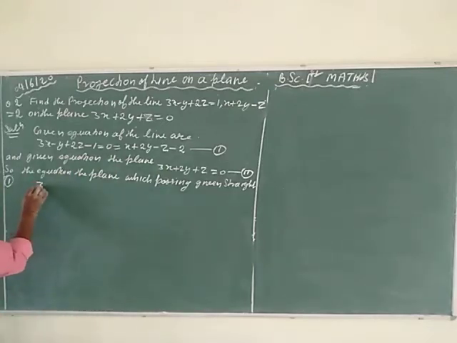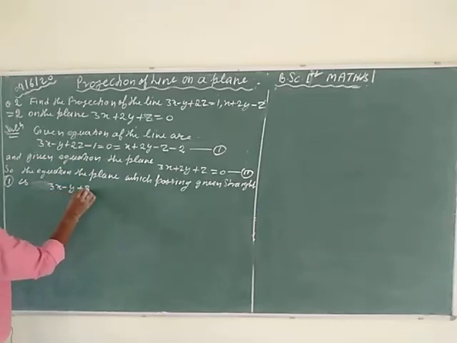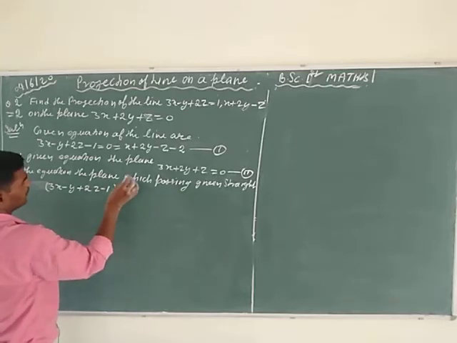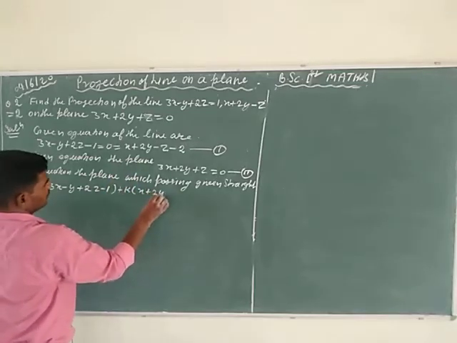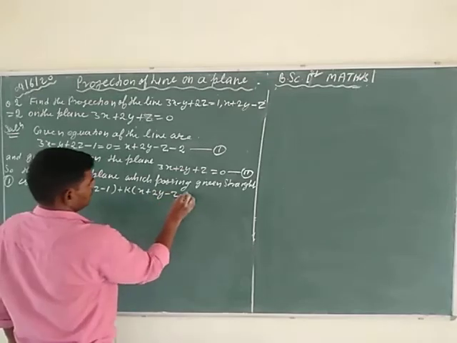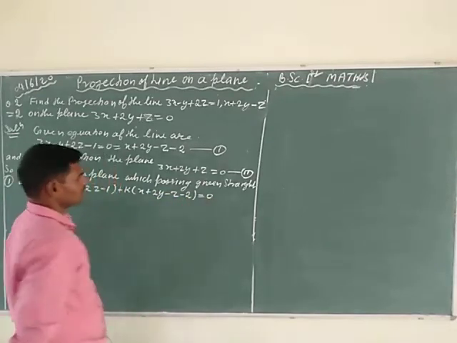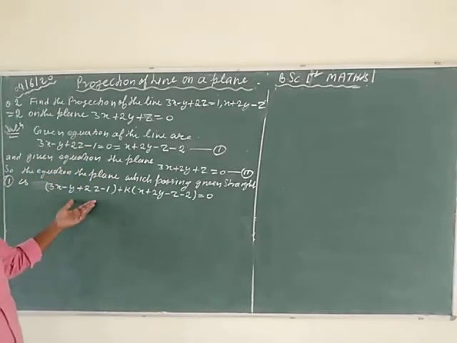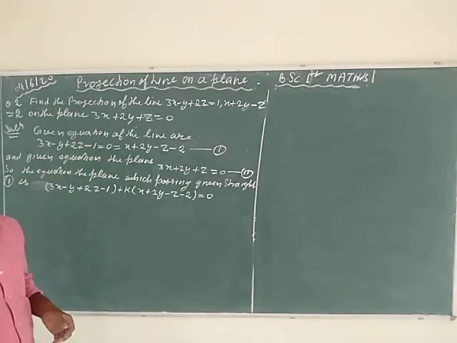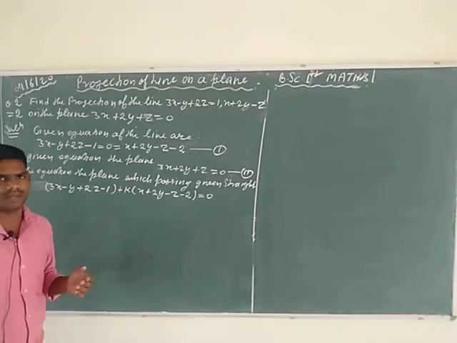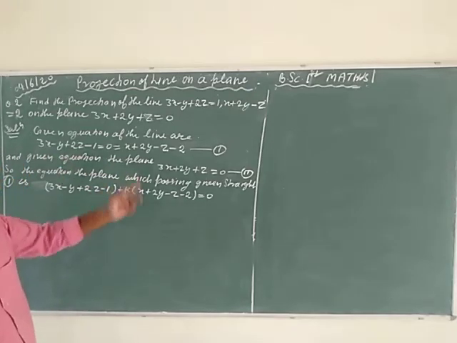The equation of the plane which passes through the given straight line is 3x minus y plus 2z minus 1 plus k times x plus 2y minus z minus 2 is equal to 0. This is the combined equation of the given straight line equation first. It is the equation of the plane, also called the equation of the plane which passes through the given straight line.